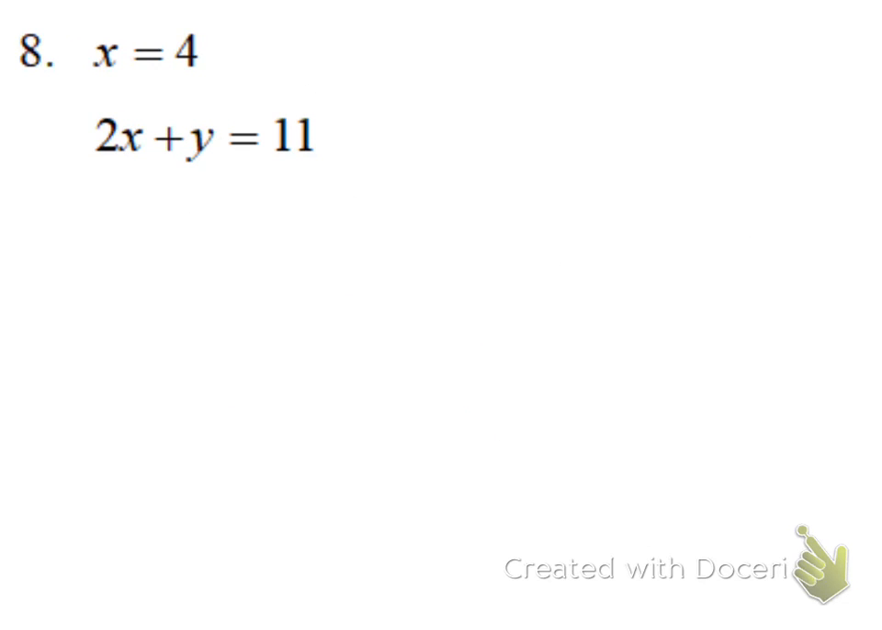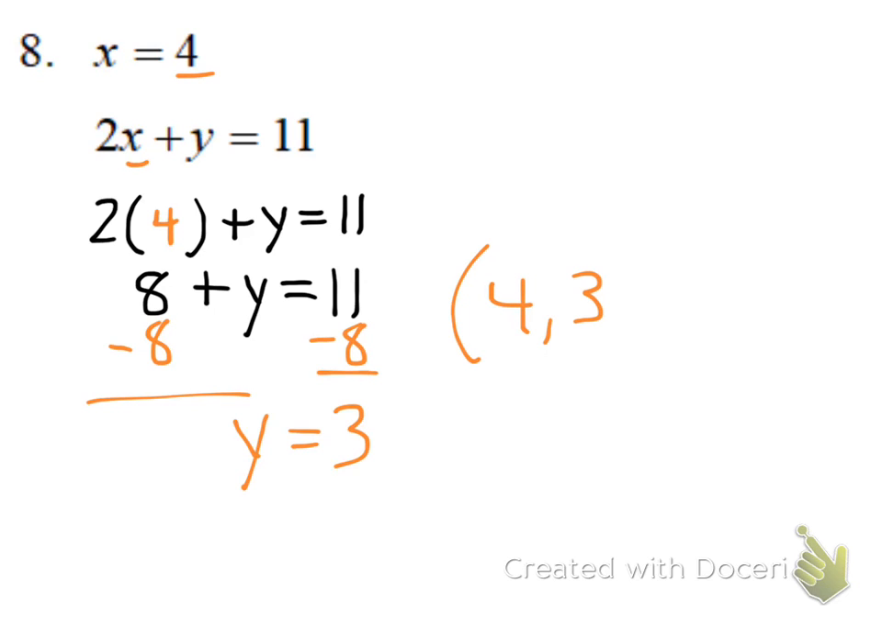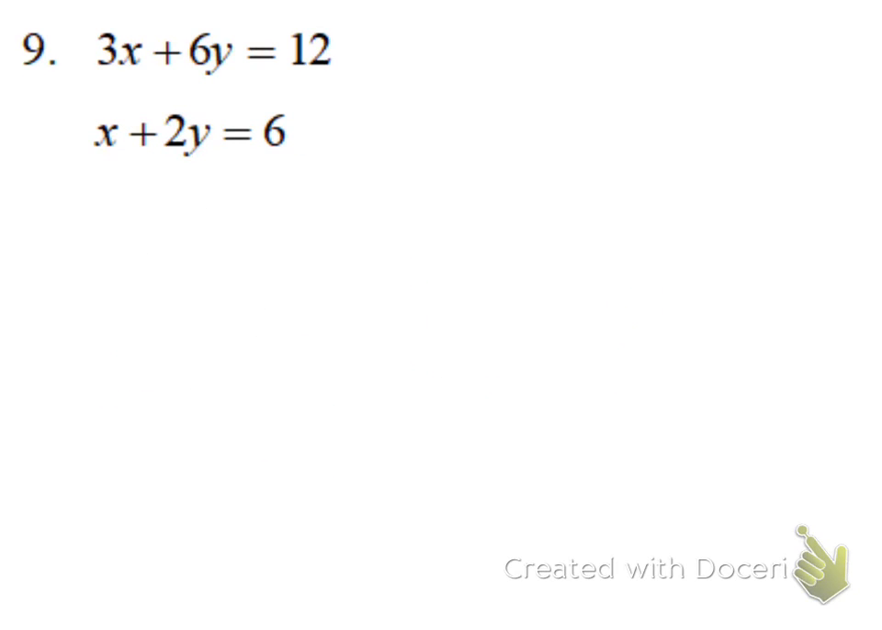This one, x equals 4. So that means we can replace x with 4. Two times 4 gives us 8. 8 plus y equals 11. Subtract 8 from each side. So we get y equal to 3. We already had x, so this was a quicker one. x value is 4, y value is 3.